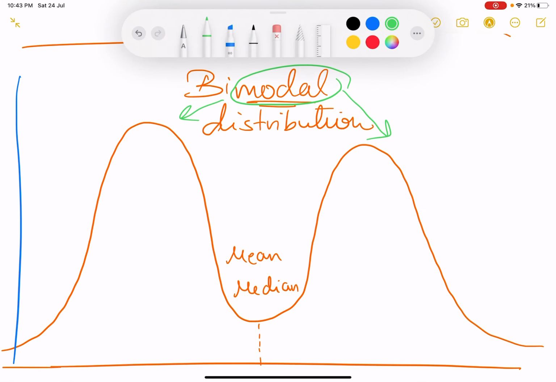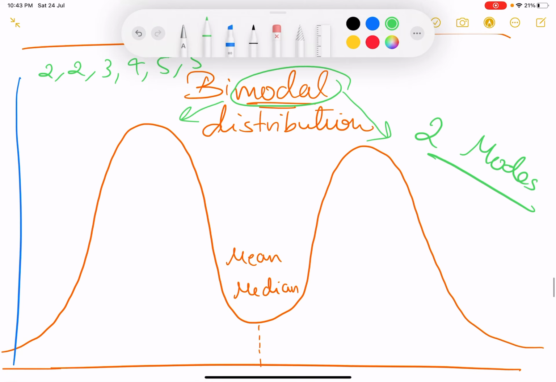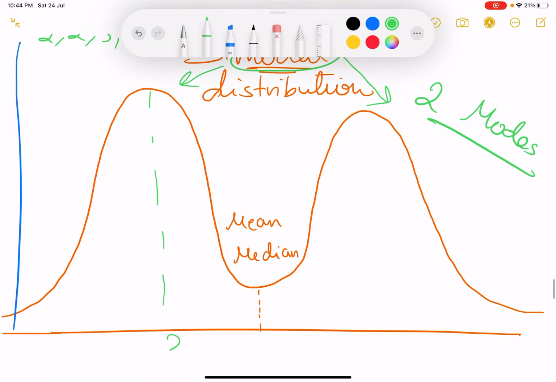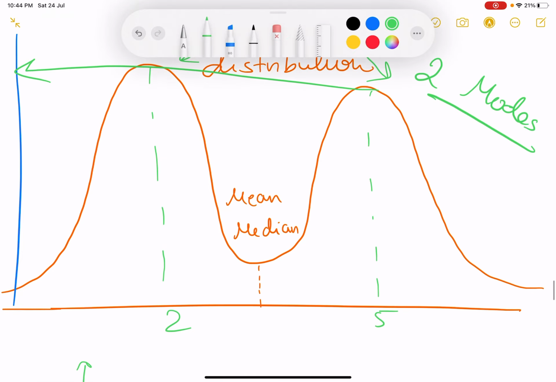Okay, bimodal distribution. Bimodal means two modes. So we have two modes. If we have data like 2, 2, 3, 4, 5, and 5, then the modes will be 2 and 5. These are the repeated values. And this is the shape of the curve. The mean and median will be at the middle.